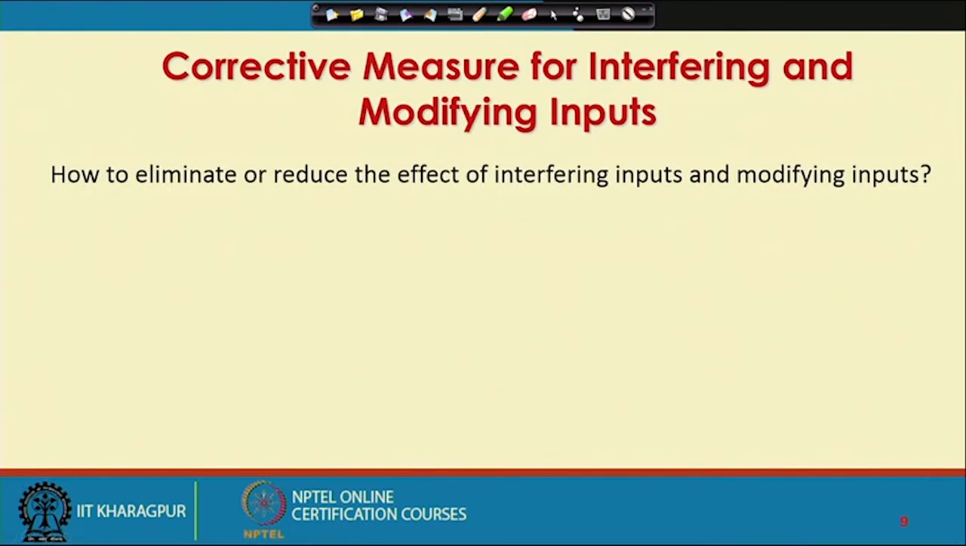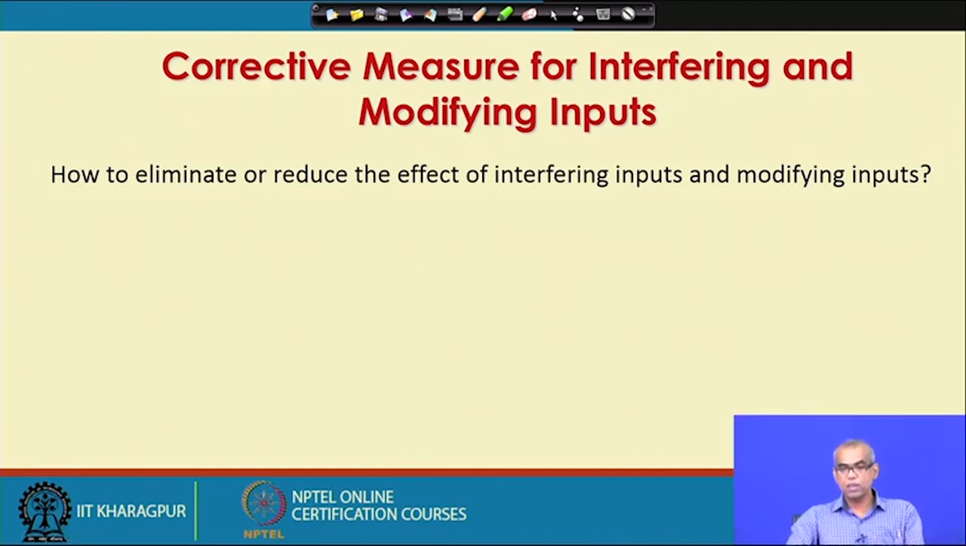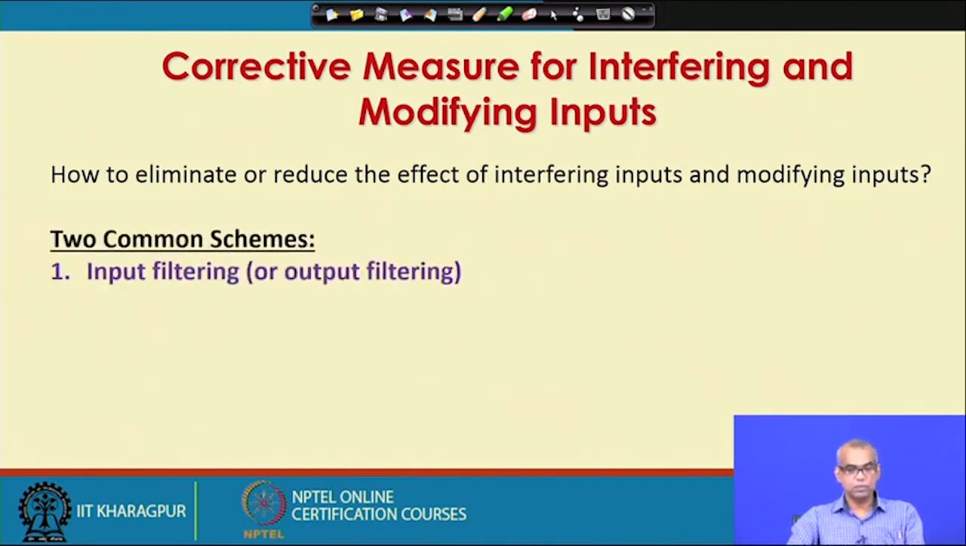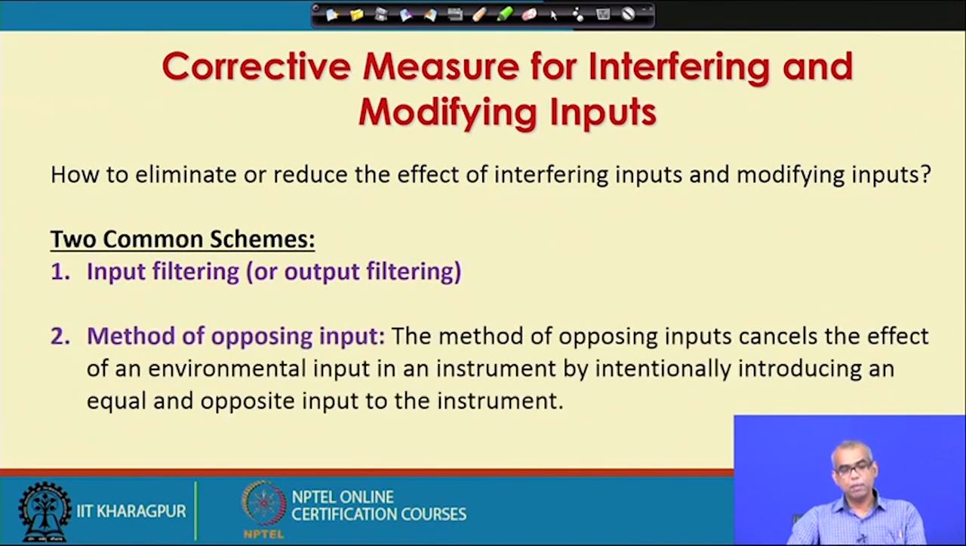Now, the question you ask now is how to eliminate or reduce the effect of interfering inputs and modifying inputs. There are two common schemes, input filtering or output filtering and method of opposing input. The method of opposing inputs cancels the effect of an environmental input in an instrument by intentionally introducing an equal and opposite input to the instrument. So, as the name suggests, input filtering or output filtering relies on filtering the undesired inputs at the entry level or at the exit level.